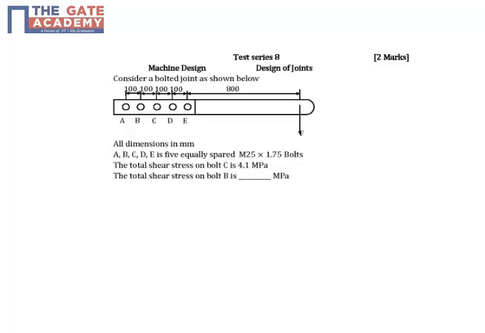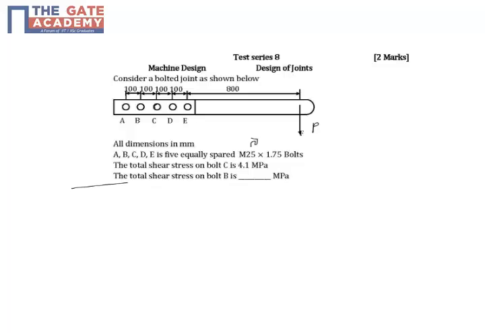Okay, so let's discuss a question from machine design. We have an eccentric bolted joint where you have 5 bolts at a spacing of 100 mm and a load P applied, let's say at the right end, and the dimensions are given. The bolt diameter is 25 mm. The total shear stress on bolt C is given, and the total shear stress on bolt B is asked. Okay, so that's interesting.